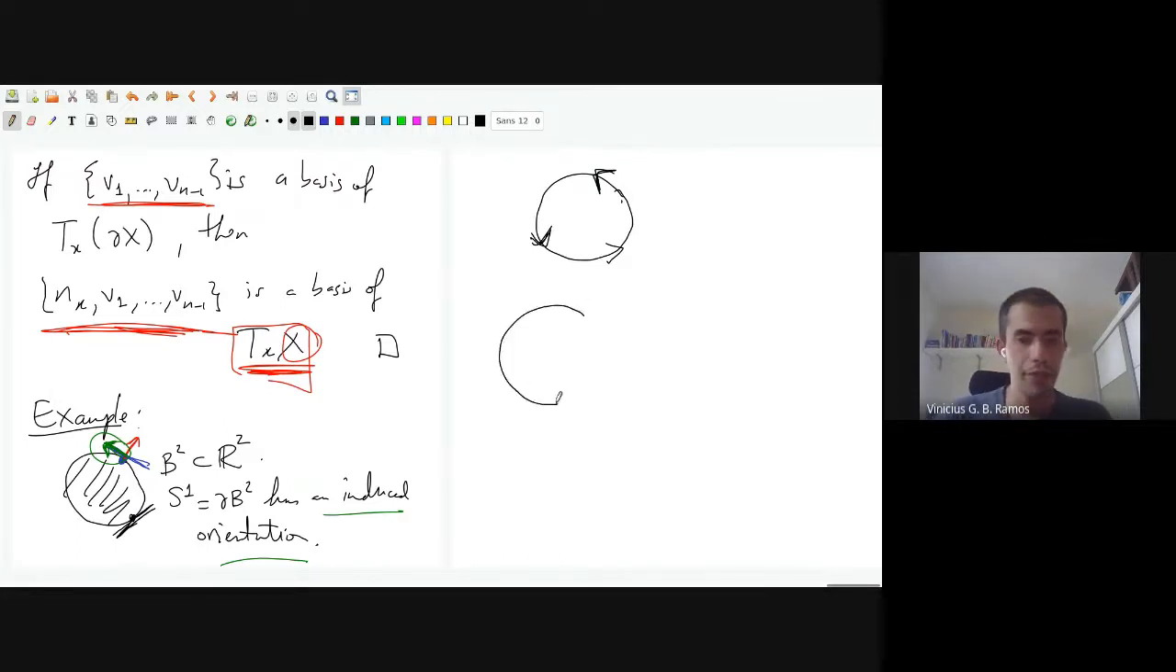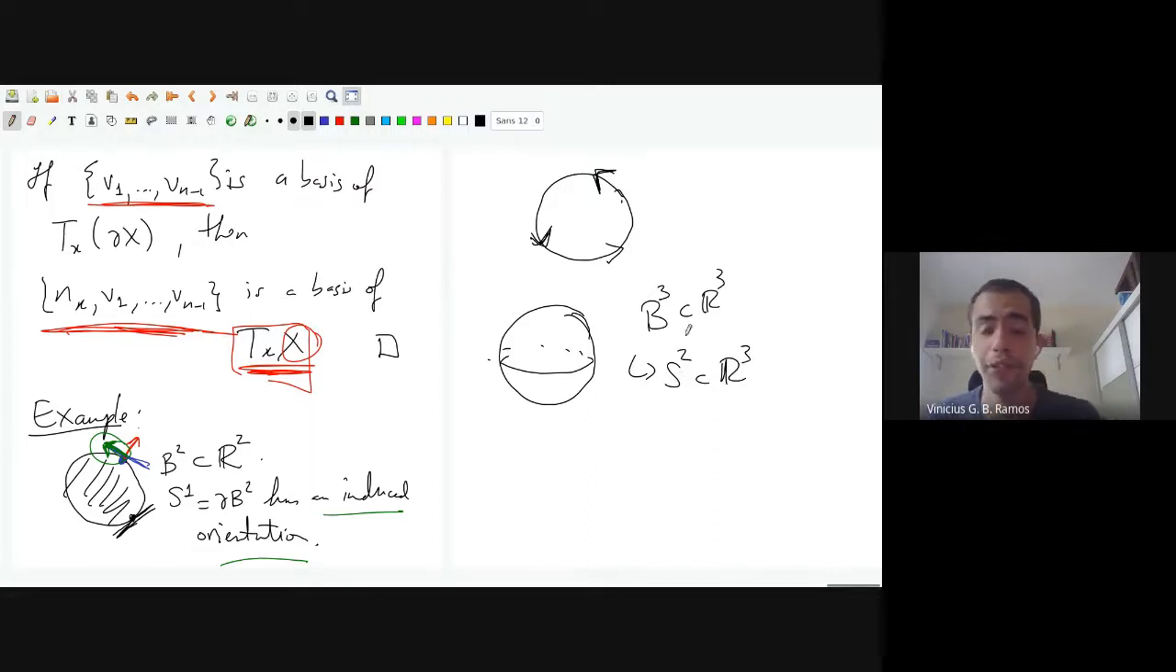Well, similarly, we can do that for any ball. So in this case, I have B3 inside of R3, and then I have a sphere inside of R3, and then I have a natural orientation of the sphere as the boundary of this 3-ball. And what is this orientation? Well, given a tangent space here, I have to tell you the order. So, again, if I choose my normal, I have to look at the outward normal, which is a unique vector field. I mean, it doesn't actually have to be with norm 1. It just has to point outside.